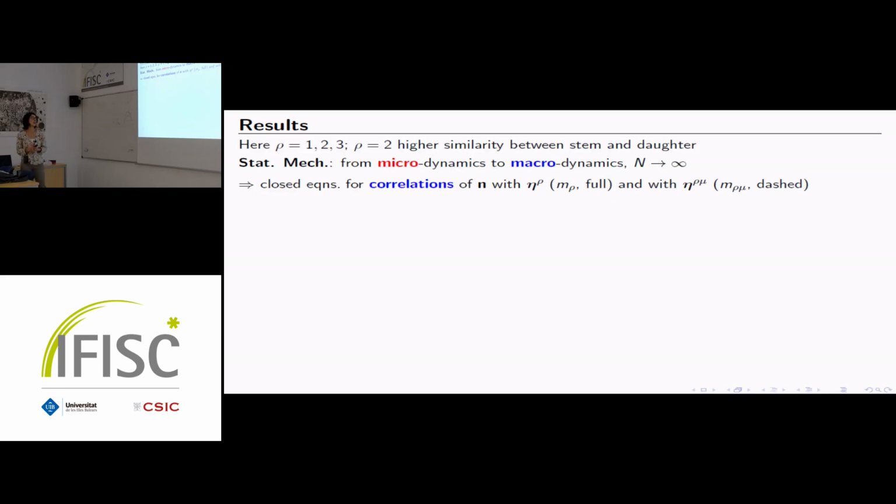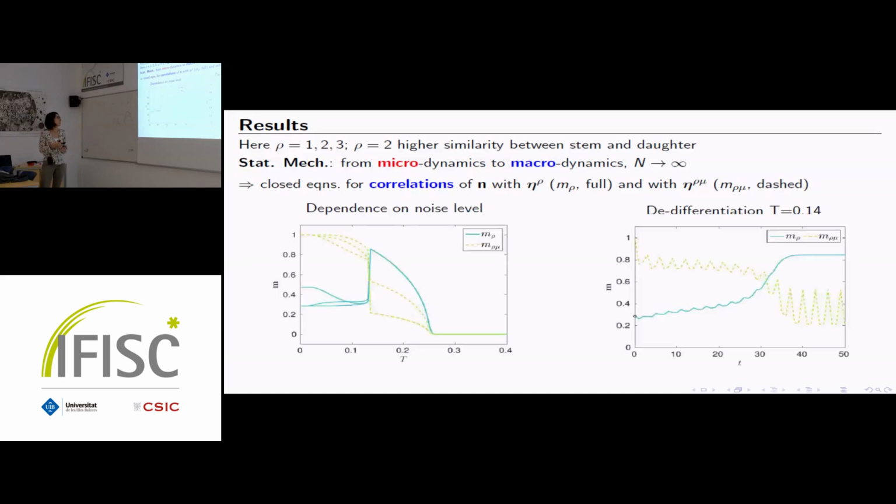And in the thermodynamic limit, with N going to infinity, so a large number of genes, you can get a set of closed equations. And here I'm showing the results. So here, the full line, m rho, represents the correlation of the system state with the stem cell pattern. And the dashed line, the correlation with the daughter cell pattern. And what we have is that if the noise level is very high, then the system doesn't show any correlation with any pattern, okay? Everything just fluctuates stochastically, and we do not have a retrieval, so to speak, of anything.